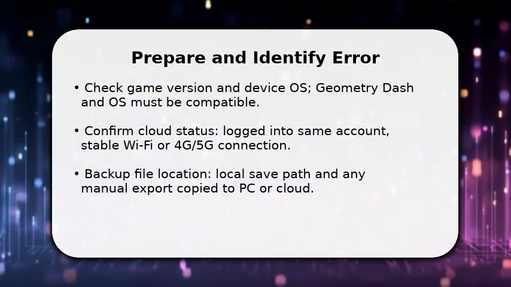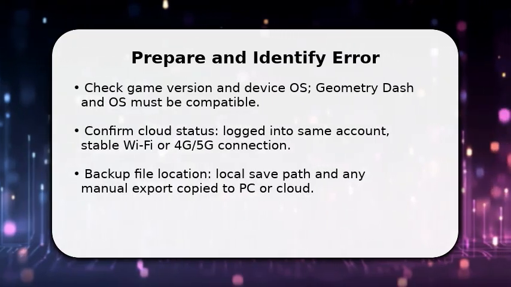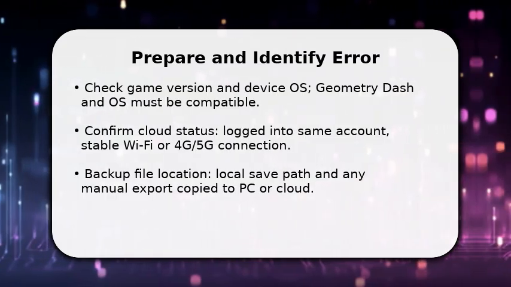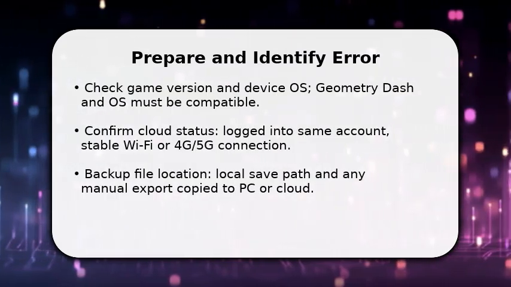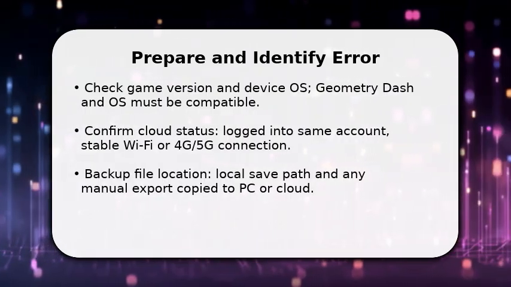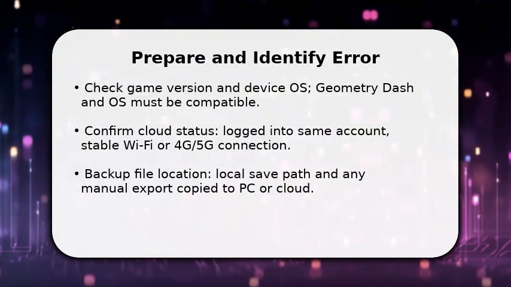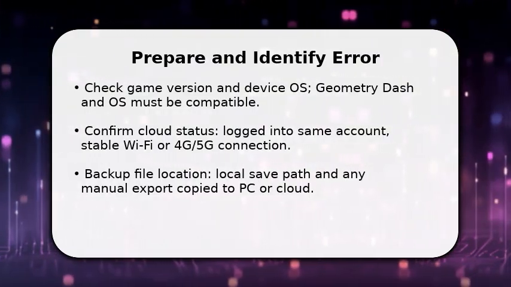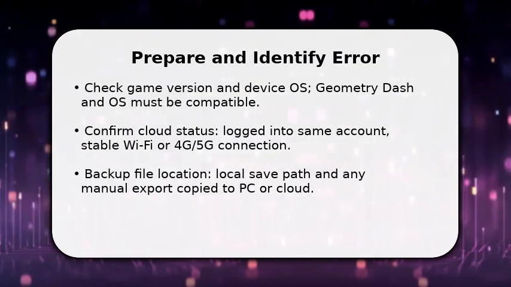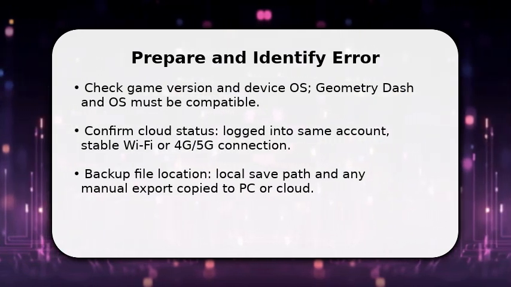You start by confirming prerequisites. Make sure Geometry Dash and your device OS are up to date, and you're signed into the same account used for backups. Next, verify your network. Use stable Wi-Fi or a reliable mobile connection to avoid interrupted transfers. Then locate existing save files. Look for local save and any previously exported backup on your device or cloud. Once you have these basics, you're ready to perform the first corrective steps to resolve the backup failed error.